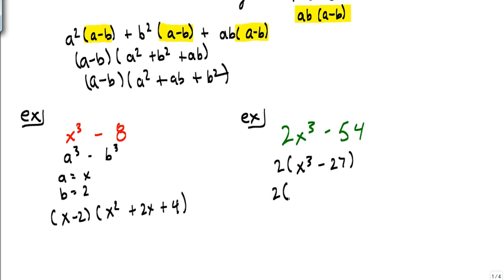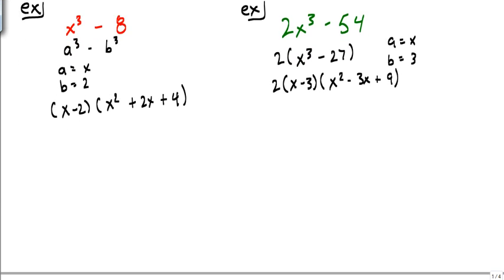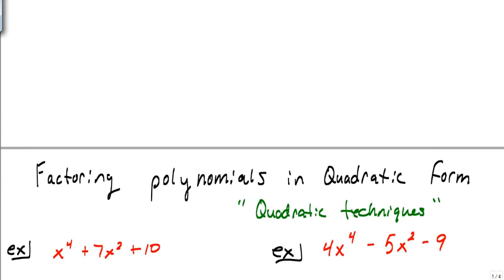I'm going to identify what my a is and what my b is. And I'm just plugging those into the formula. So this becomes x minus 3, x squared minus 3x plus 3 squared, which is 9. And there's your factored version. Difference of two cubes. Just had to memorize the formula. Just like a difference of two squares, but a little more complicated.